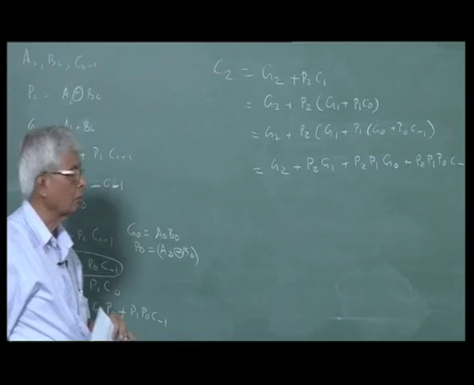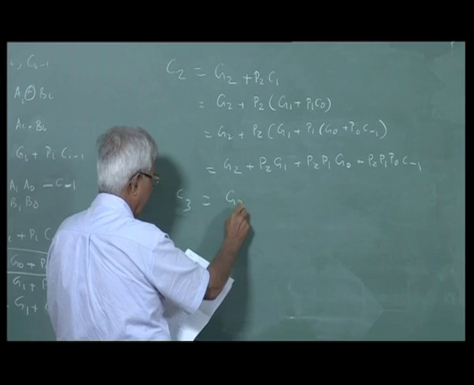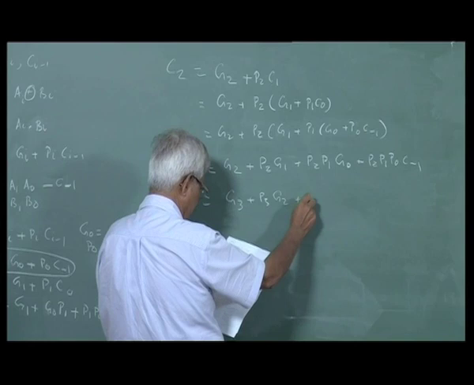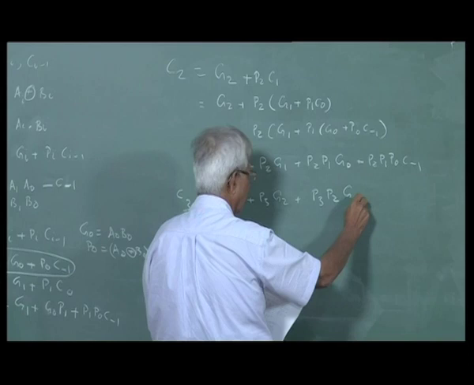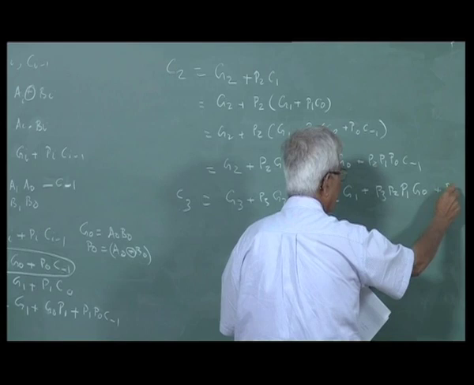And finally, C3. There are only 4 stages. C3 would be, I will rewrite it now, I don't have to go through all this: G3 plus P3 G2 plus P3 P2 G1 plus P3 P2 P1 G0 plus P3 P2 P1 P0 C minus 1.